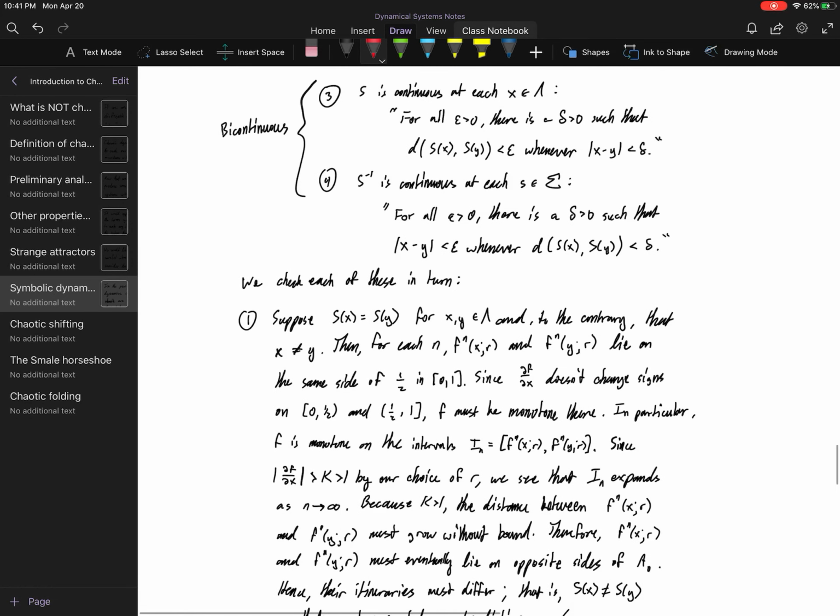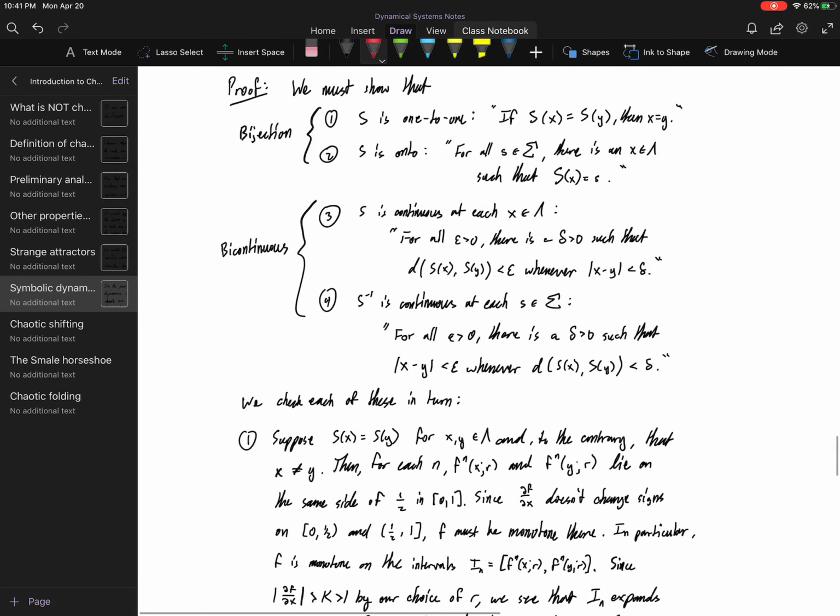But now that you're back from pausing the video, we can go ahead and check each one of these in turn. So first, we're going to establish injectivity. So we're going to establish that S is a one-to-one map. So let's go ahead and suppose that S maps both X and Y to the same location. I get the same sequence for these 2 points, X and Y, living in lambda. We want to show that X and Y actually have to be the same point.